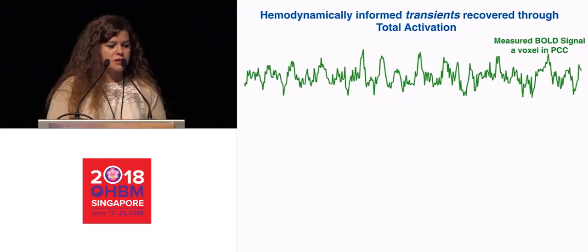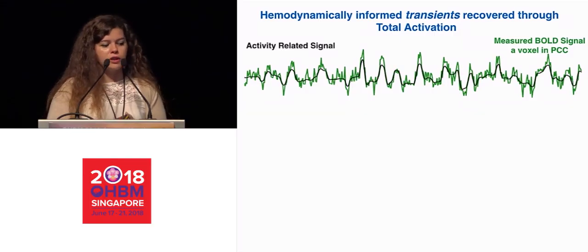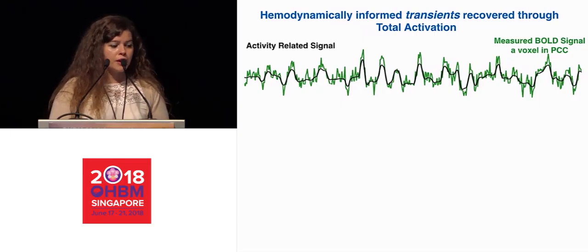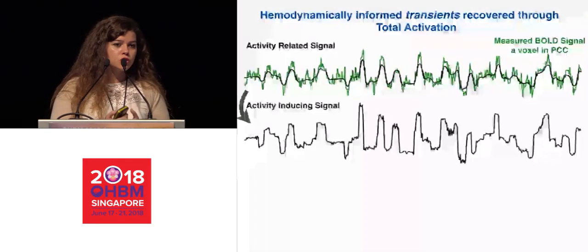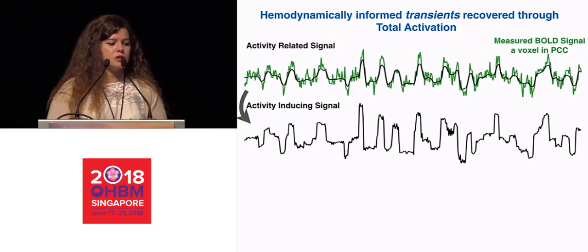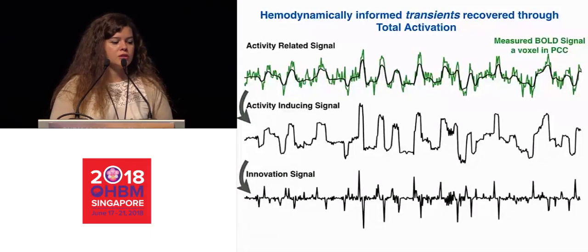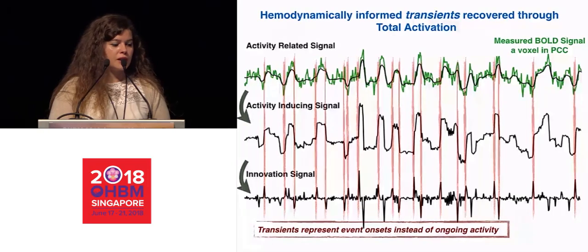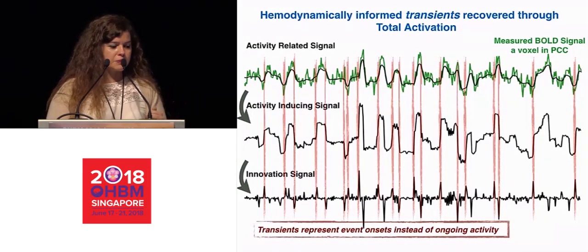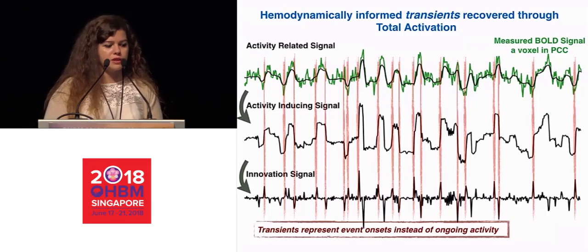Just to give you a representation, we do this in every voxel time series. This is a representative example from real data, a BOLD signal from a voxel in the PCC, and that is what it looks like when we run total activation. The activity-related signal is the denoised version of the signal obtained by using the hemodynamic model. When we apply the inverse of the hemodynamic model to that, this is what the activity-inducing signal looks like. It goes up and down. And then the innovation signal looks like this. Here you see the transients, where the peaks of these innovation signals represent the onsets of the events instead of the ongoing activity.